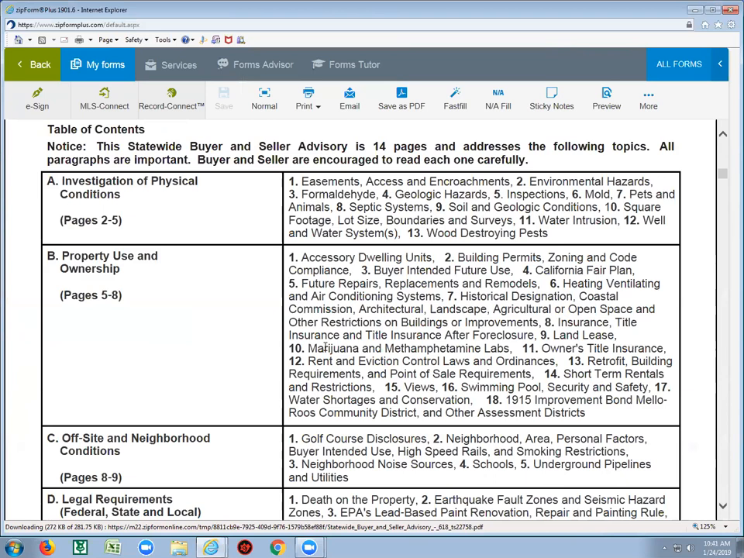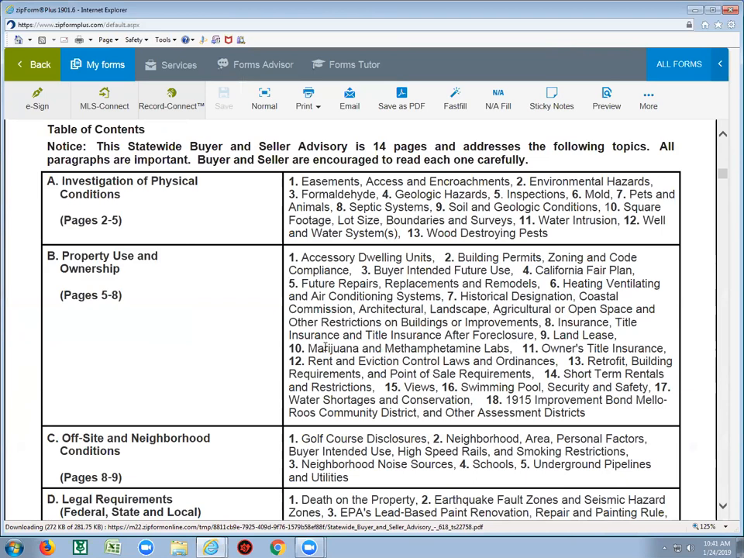Easement, access, encroachment, we all pretty much know, right? Because we all studied for the license. Environmental hazard is something contaminating. Formaldehyde is found in drugs. Geologic hazard, if they do have it. Certainly we know inspection, mold, pets and animals, septic system, underground. Soil and geologic condition: if you have a tendency for landslide, it could be a soil issue or geologic condition.